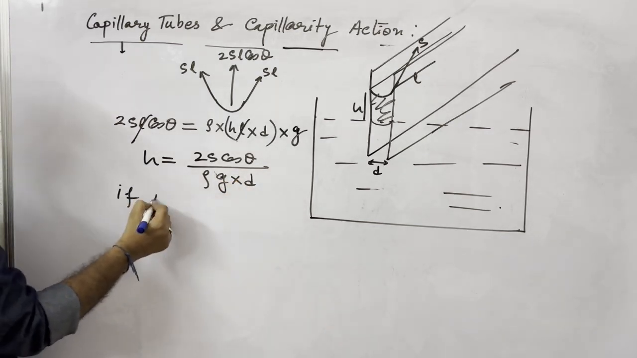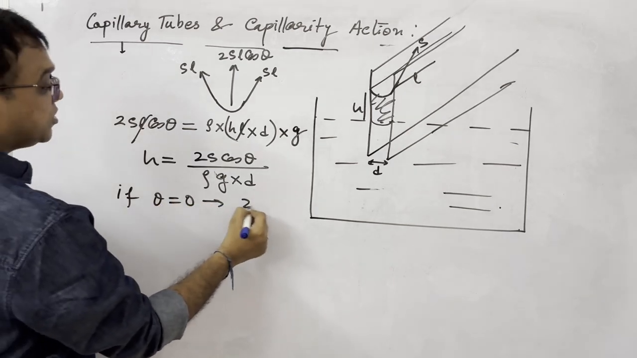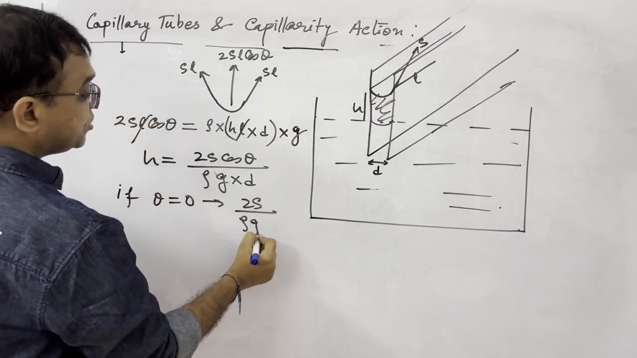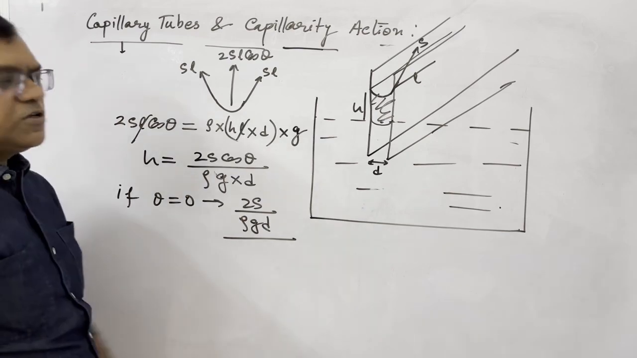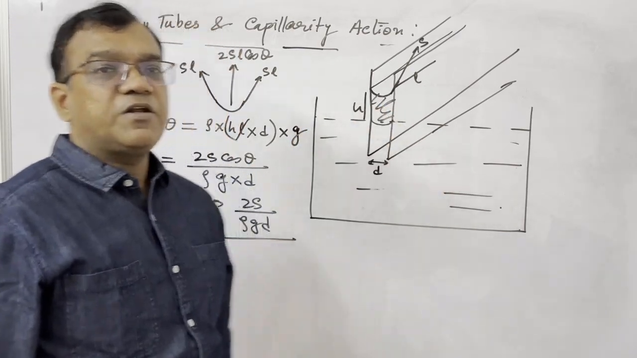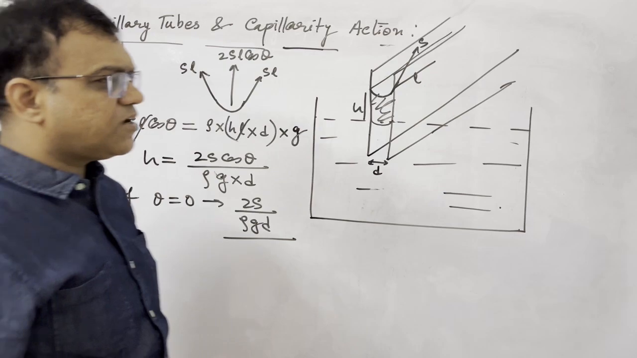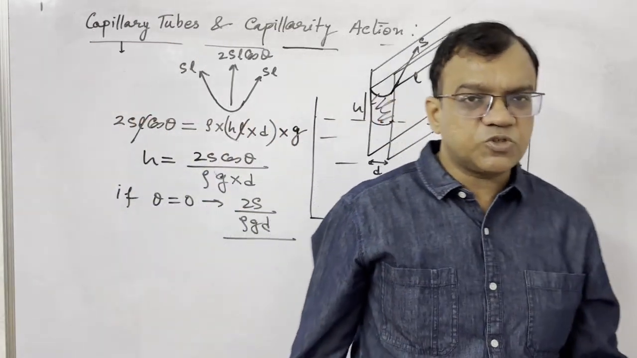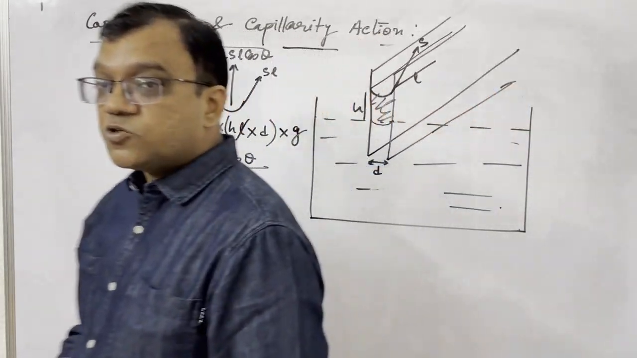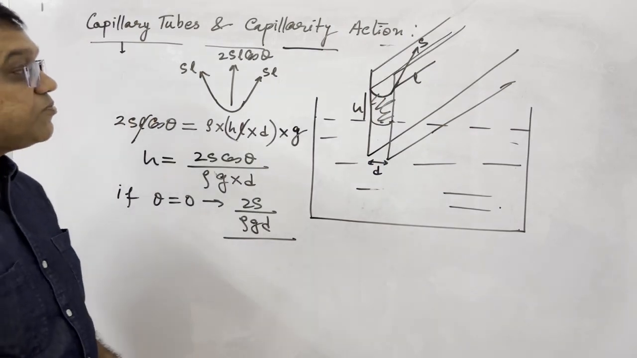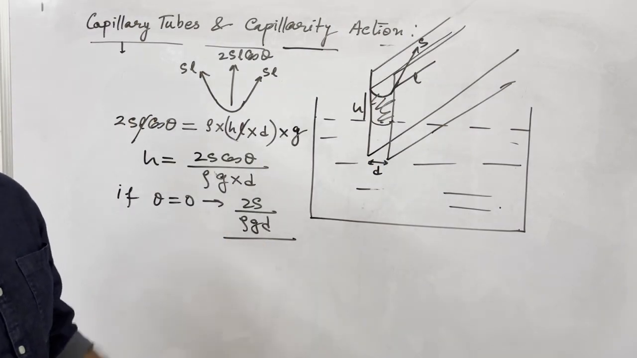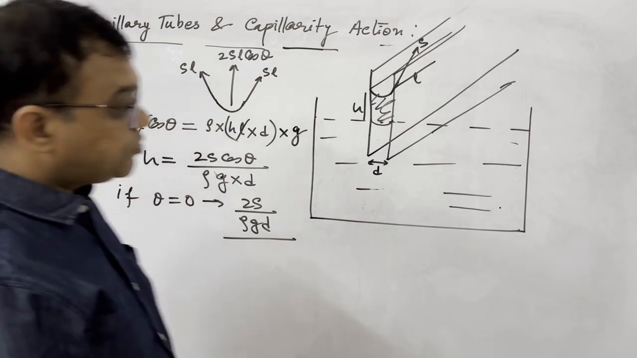If theta is equal to 0, then h is equal to 2S upon rho g d. Very much similar to the capillary tube type thing. These are not really formulas to memorize, but I was trying to tell how questions similar to the capillary tube are there. Another point also you can take.